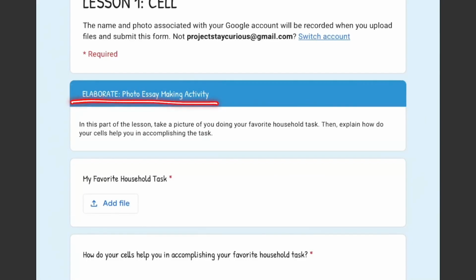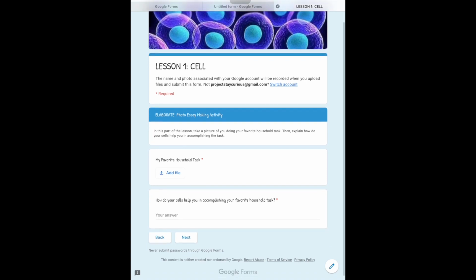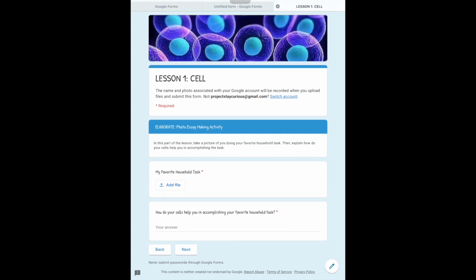Fourth part is elaborate. This part is usually used by science teachers in providing real-life examples which will serve as the application of the concepts learned. It can be in the form of an activity. In our designed lesson, I thought of a simple activity to get more responses. I call it a photo essay making activity. All they need to do is to take a picture of them doing their most favorite household task. They also need to explain how their cells help them to accomplish their task.